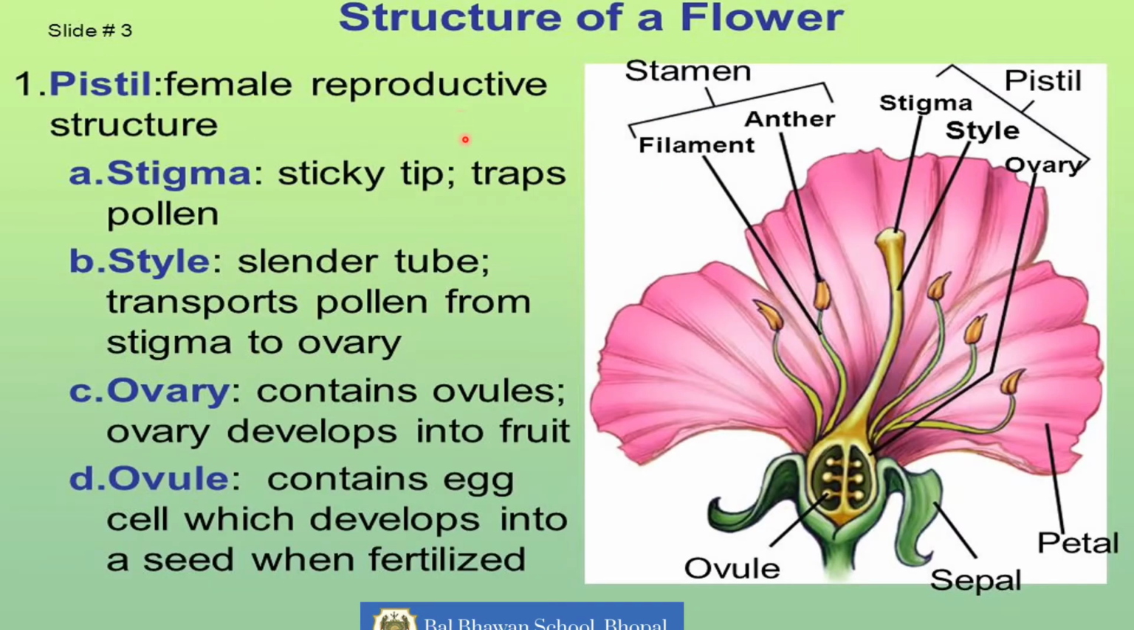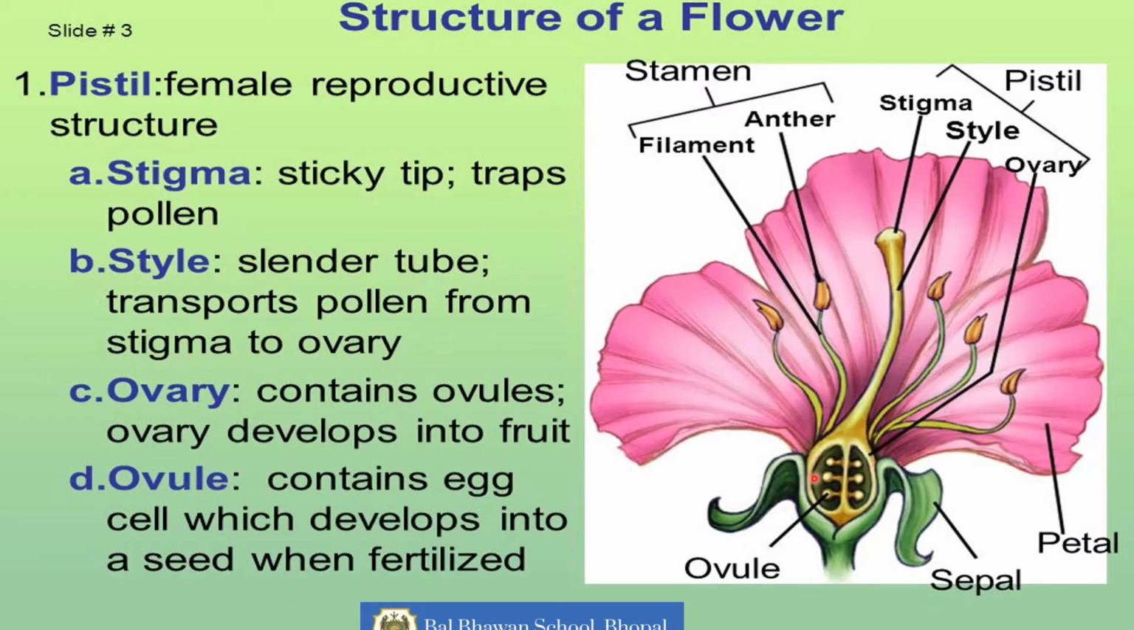Now, let us see the female part, that is the pistil or carpel. In the case of the female part, the pistil or carpel, we have stigma, style, ovary, and ovule. Stigma is the sticky tip which traps pollen. Then we have a long cylindrical tube from the stigma to the ovary, and this tube is known as the style. And then we have a swollen structure that is called the ovary.